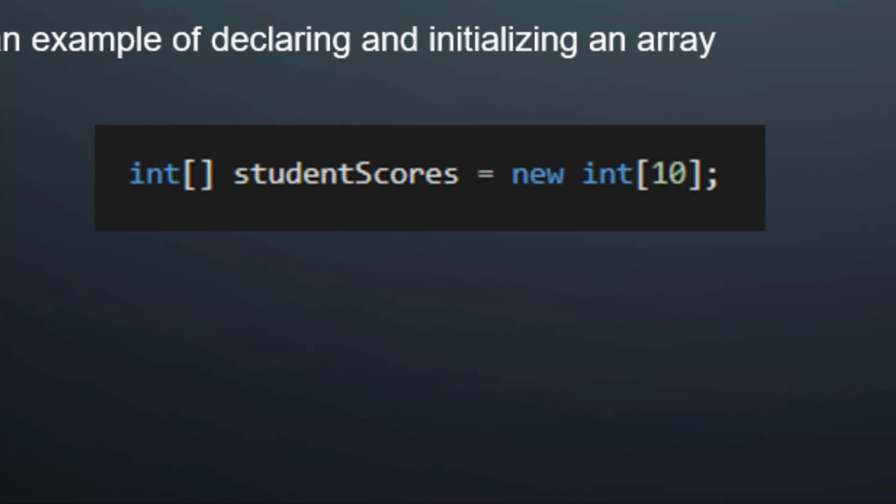We've given it a variable name of student scores equals new integer array, open bracket 10. So it's in this way that we're telling the computer that, okay, we want an array of integers. We're going to name it student scores. Now go and create a new memory space to hold 10 integers as part of an array and assign that space to the student scores variable.